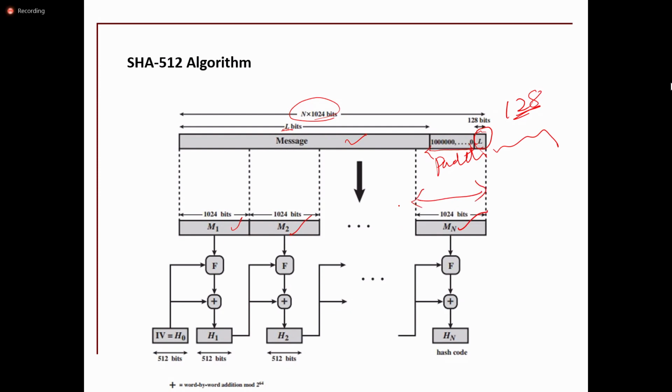Then directly the function, this is the compression algorithm. F is the compression algorithm, which is taking 2 inputs.